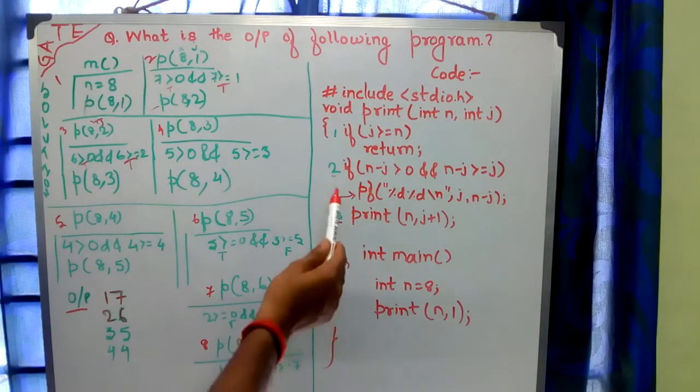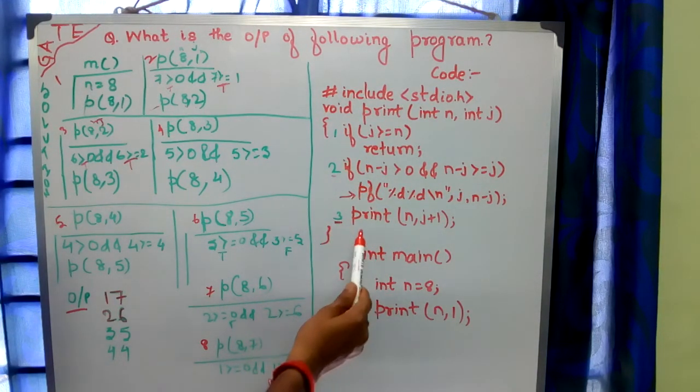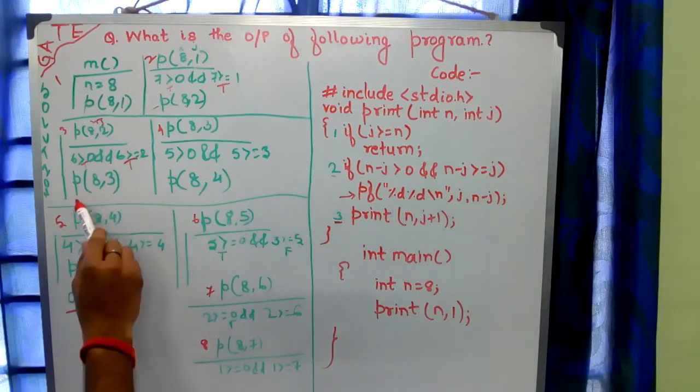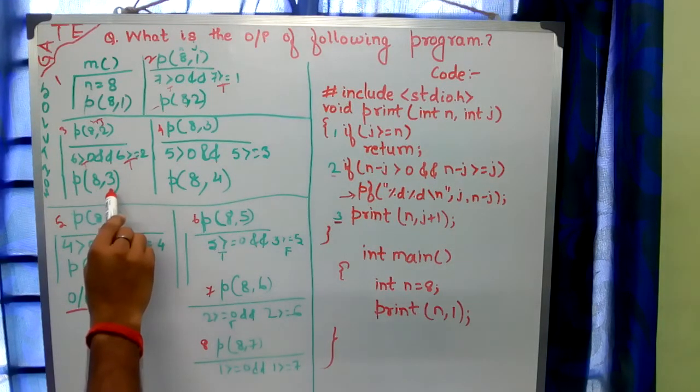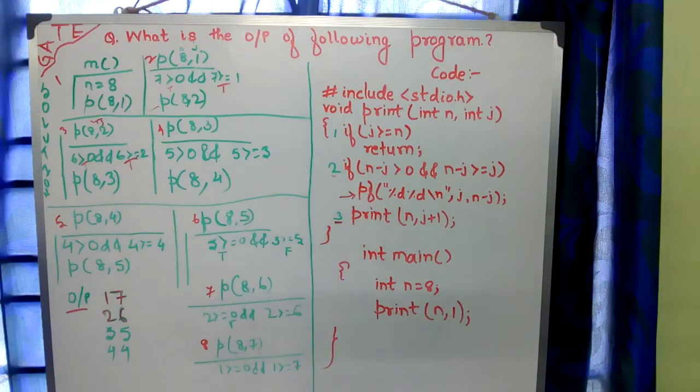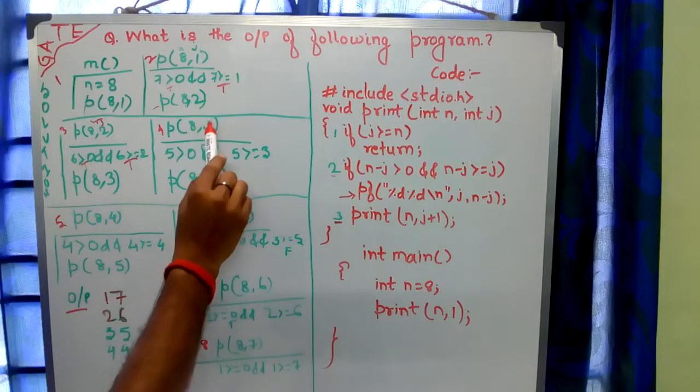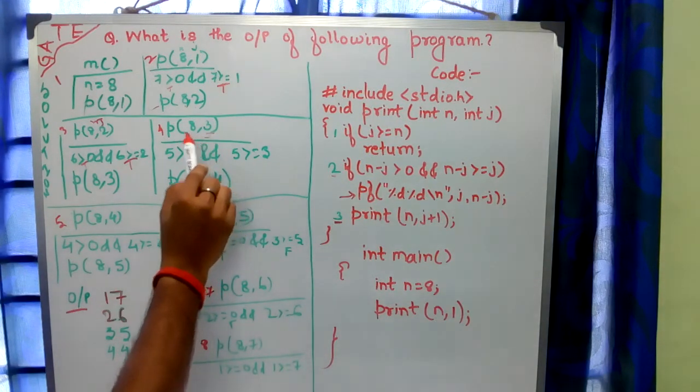Now coming to the third statement to be executed, which is print n, j plus 1. So this will call print with the value of n as 8 and j incremented by 1, which is 3. So step 4. Here the value of n is 8 and the value of j is 3.